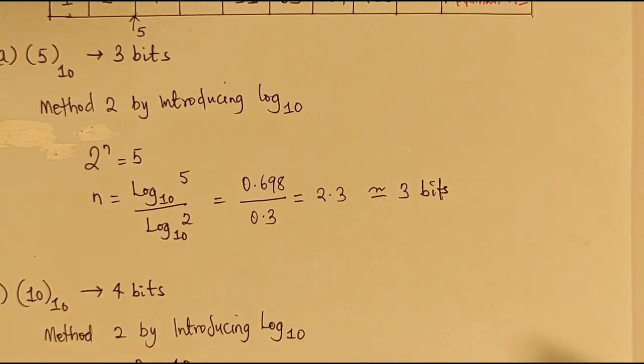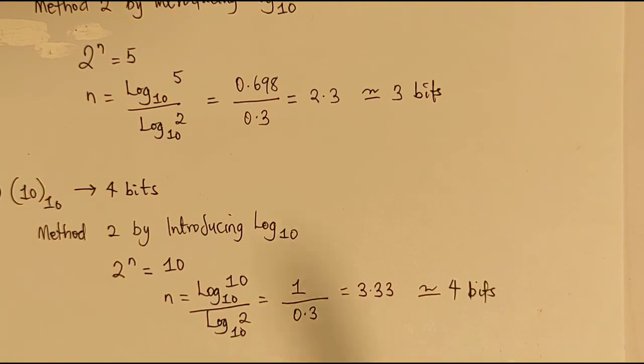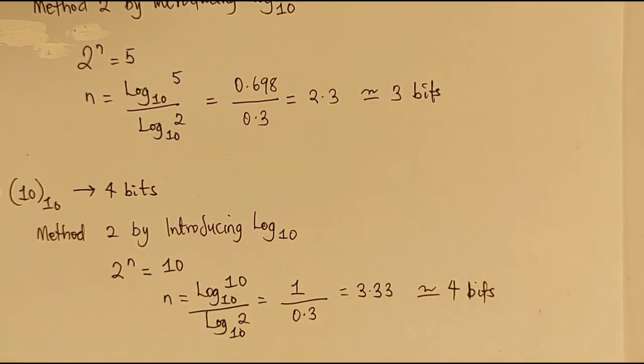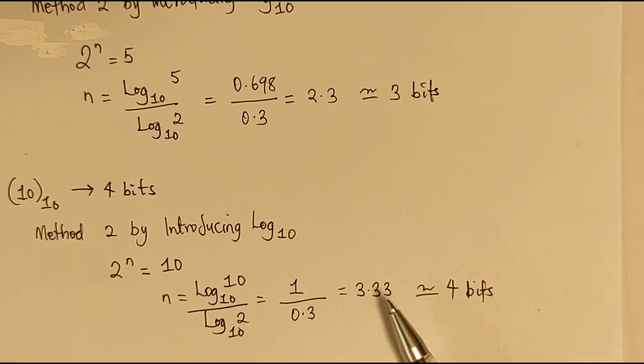And if we are to follow method 2, the same way of applying log, we are going to have log 10, and also we are going to have this. Now, if we divide this by log 10, we are going to have 1, and this is 0.3. So this will give us 3.33. Like I said, you round it up. If we round it up, we are going to have 4 bits.